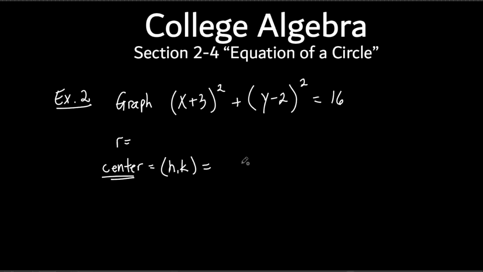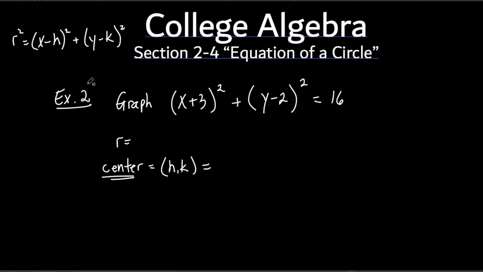So do you remember what our little formula was? It was x minus h, wasn't it? So what's the h going to be? This is a little bit tricky, so I want you to think about it. Remember what the formula is. It's x minus h. I'll write it up here: x minus h squared, plus y minus k squared equals r squared.